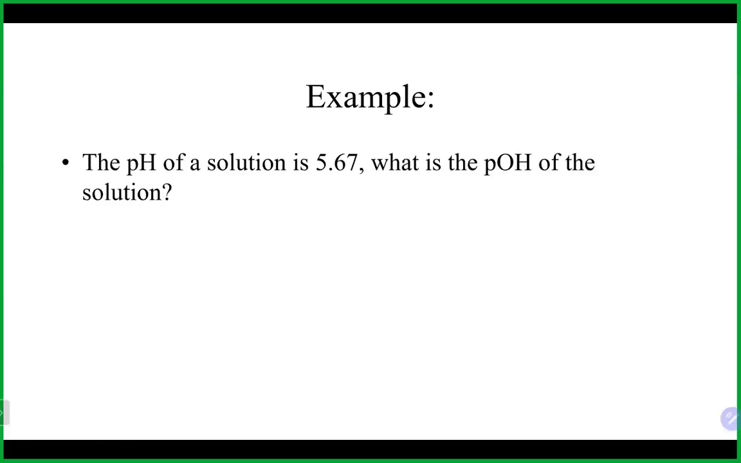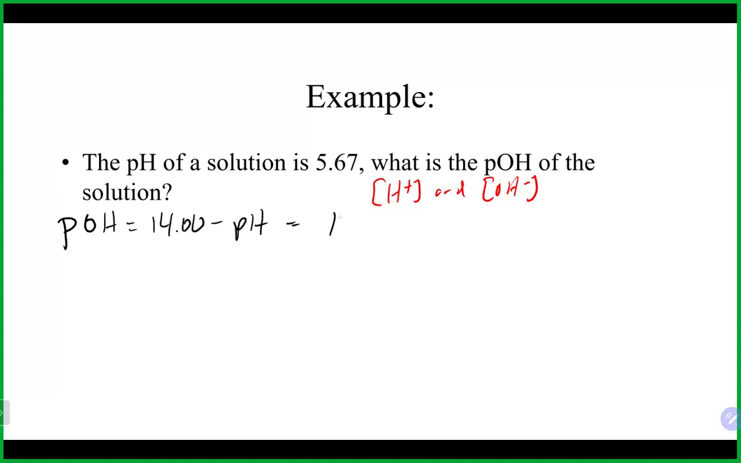Let's try a couple more here, maybe. All right, what is the pOH? If you have the pH of this solution, why don't we also calculate the H plus and OH minus concentrations as well? pOH would be 14 minus the pH. So 14 minus 5.67. That's going to get us a pOH in this case of, looks like 8.33.